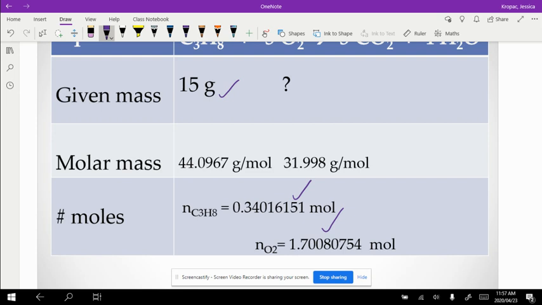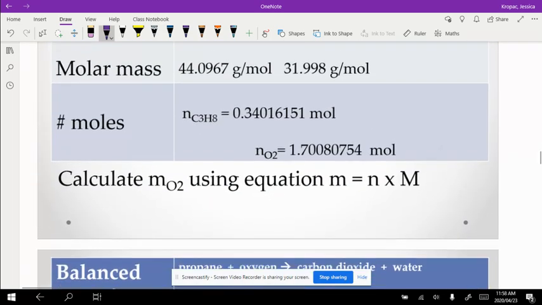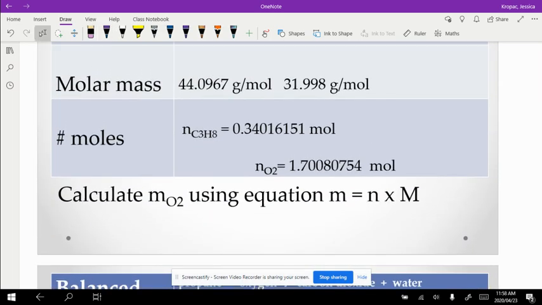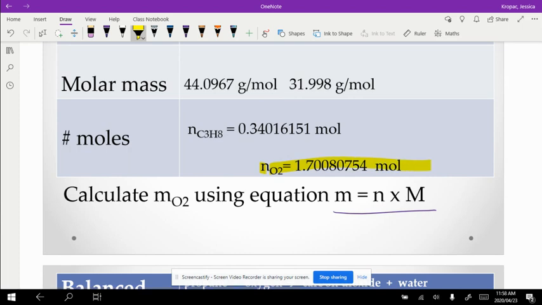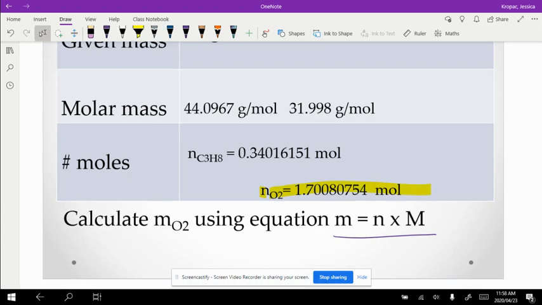And our last step is going to be going from moles to mass. We need to figure out now how many grams of oxygen we have, or our mass of oxygen. So we're going to calculate MO2. And our formula that we're going to use is mass is equal to number of moles times molar mass. Well, let's see if we have all the information that we need. Using molar ratio, we calculated the number of moles of oxygen. And at the very beginning, we calculated the molar mass of oxygen. So our last step is as easy as taking those two numbers and substituting them into that equation there.